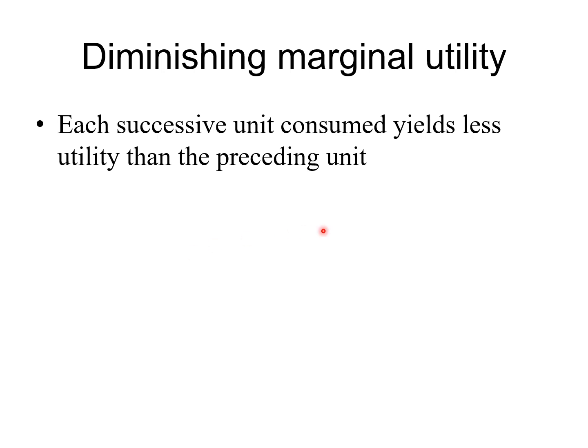Now, this is often referred to as a law, but it's not entirely law-like. Remember, we introduced earlier in this PowerPoint that for something to be a law, it is axiomatic, meaning that it's universally true. Diminishing marginal utility is generally true, but we can come up with things where maybe it's not true. Diminishing marginal utility means each successive unit consumed yields less utility than the preceding unit.